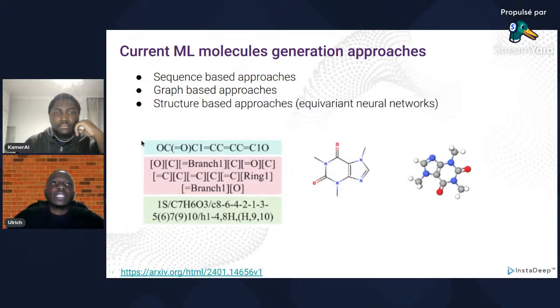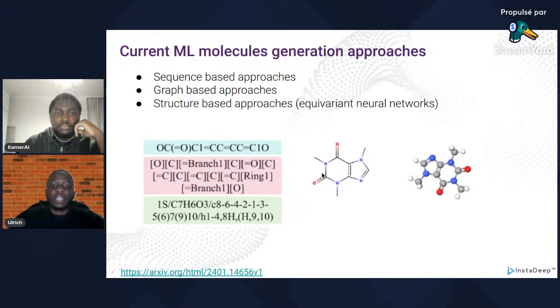Then in the field of machine learning, there are three broad categories of models for molecular generation. So you have sequence-based models. These are models based on the concept that you could represent the molecule in a string-like fashion. If you could do this, then you could use sequence models like recurrent neural networks or transformers. This relies on finding the best representation of the molecules. Here I'm just illustrating three possible representations that exist in the field.